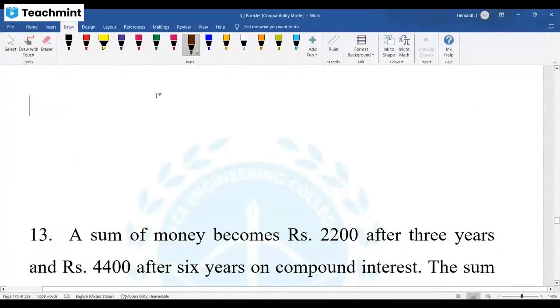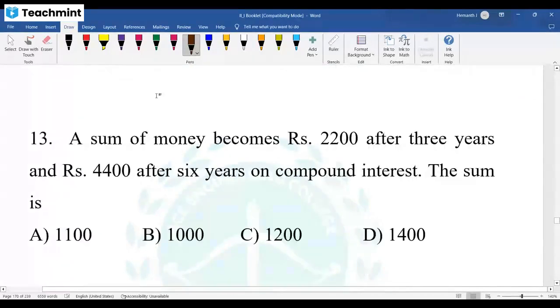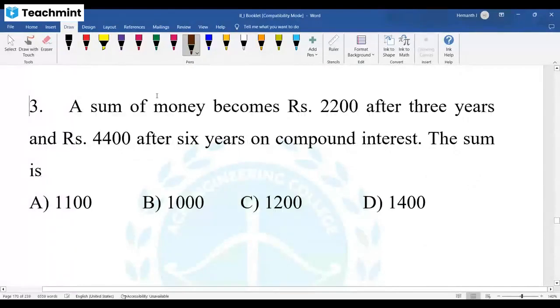Next question, series 13th one. A sum of money becomes 2,200 after 3 years and 4,400 after 6 years using the compound interest concept. What is the sum? Sum means nothing but principal. The question is, what is the principal?